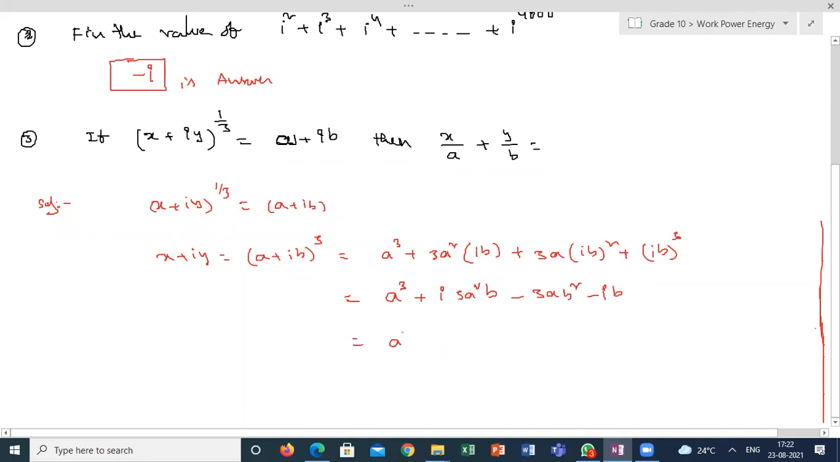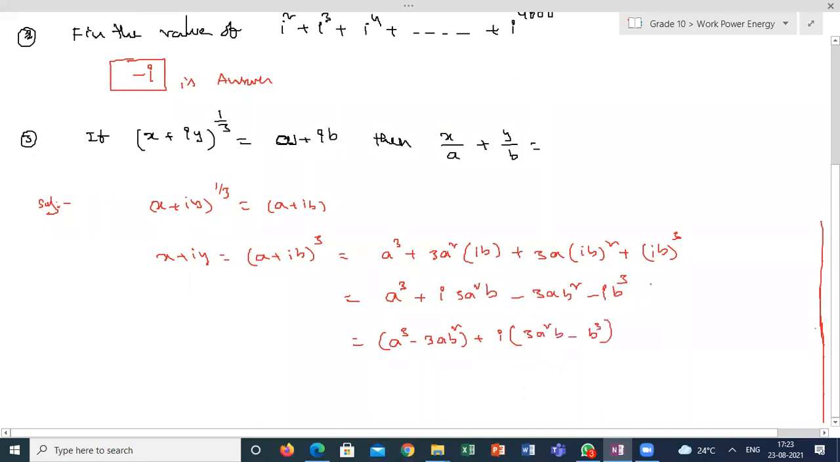This will be a cube. What is the real part we will get? a cube minus 3ab square, plus, if I am taking i common, 3a square b minus b cube.